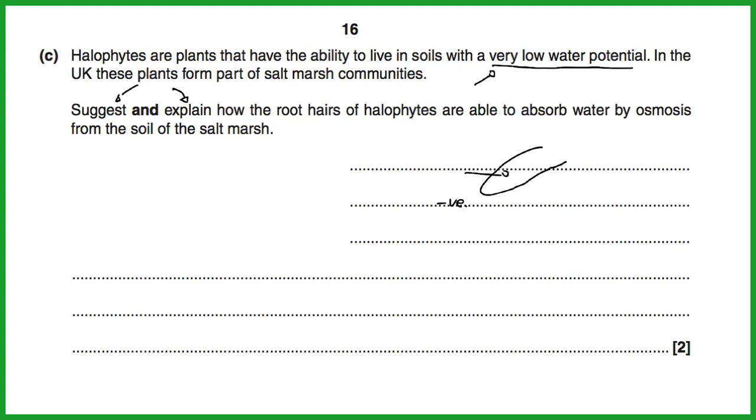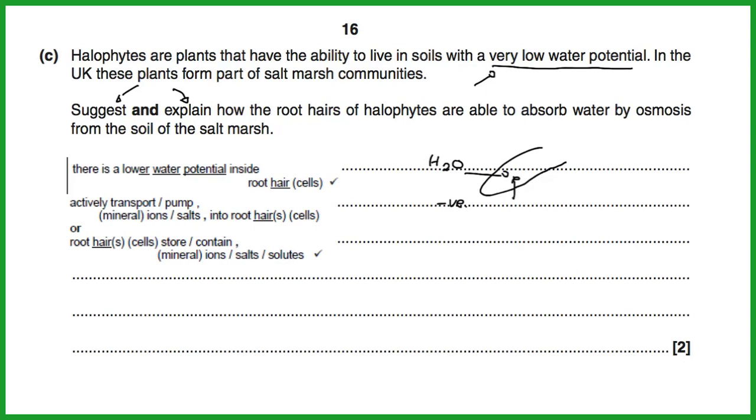So they must make it a more negative water potential in order for them to absorb water by osmosis across the root hair. And then your suggest bit is to say how that could occur, and that could occur by the active transport of ions and salts across the membrane of the root hair cell and into the cytoplasm or the vacuole of the root hair, therefore lowering the water potential, therefore making it possible to absorb water from the soil water, which has a very low water potential because of the saltiness of the salt marsh.